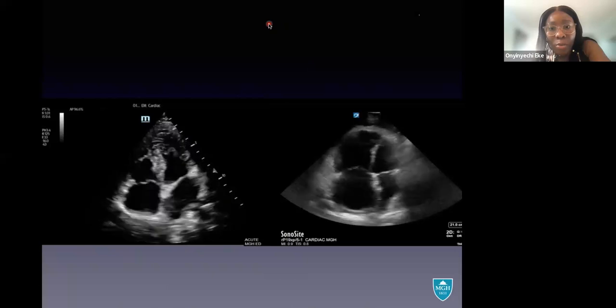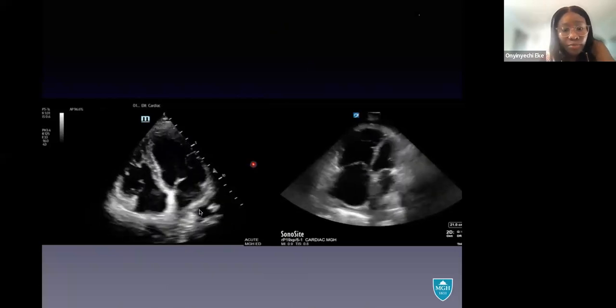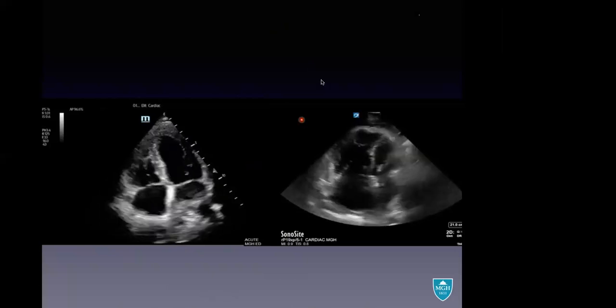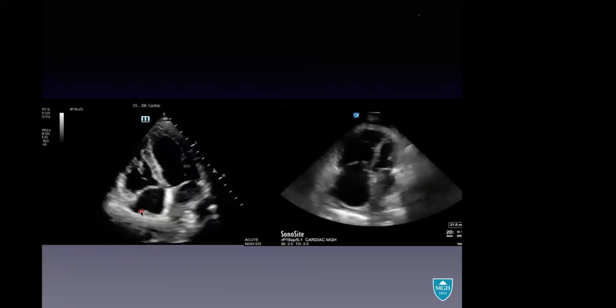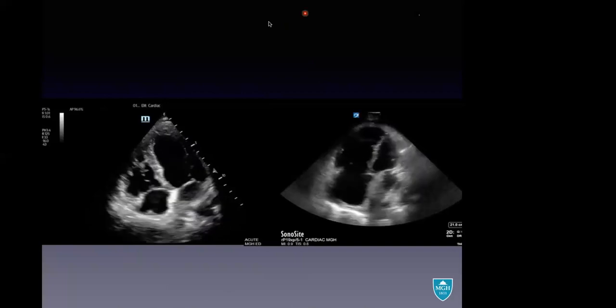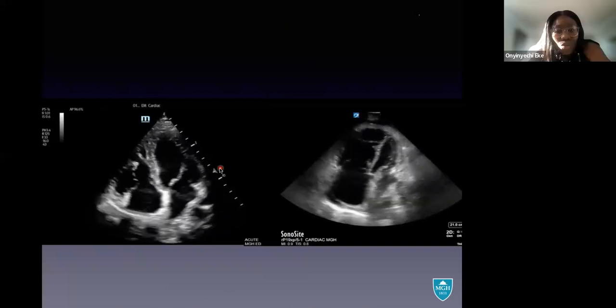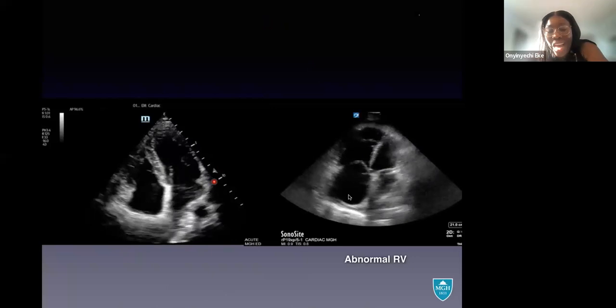What side is abnormal and what side is normal? Exactly. Thank you for the response here. So we can tell this is the abnormal side.